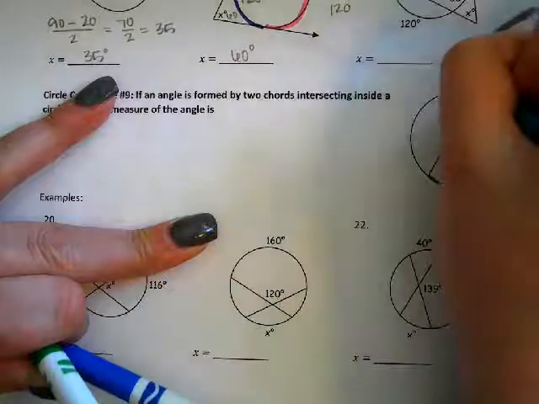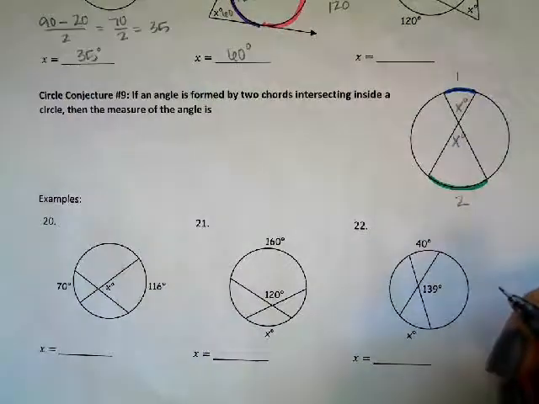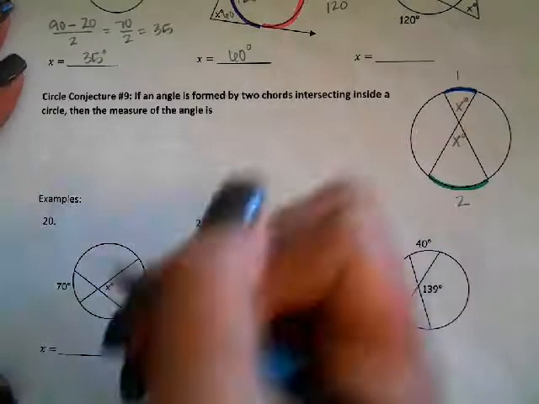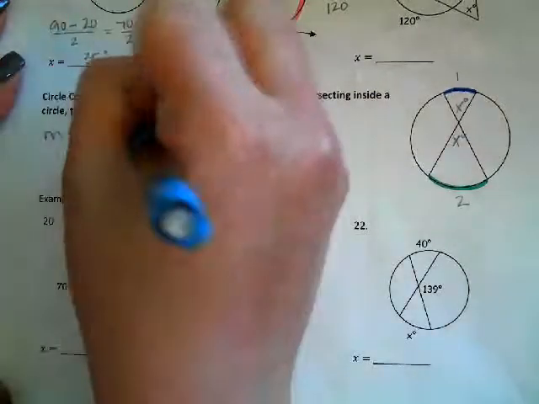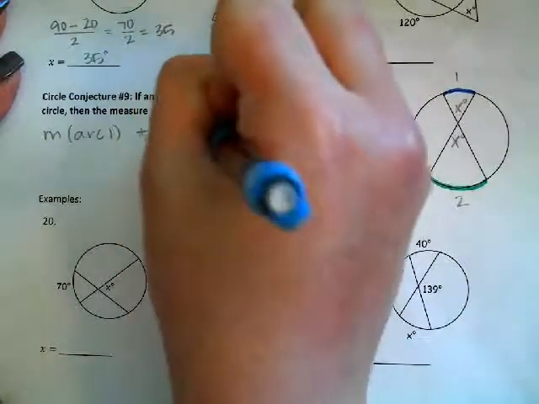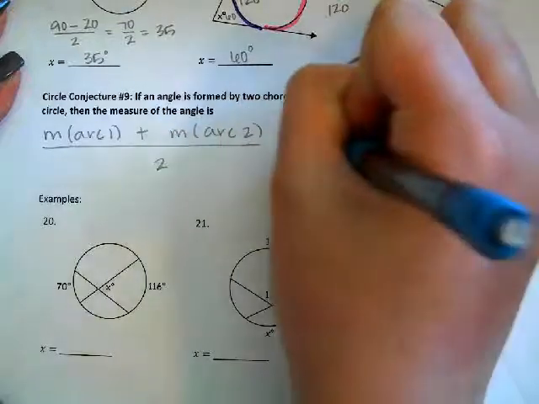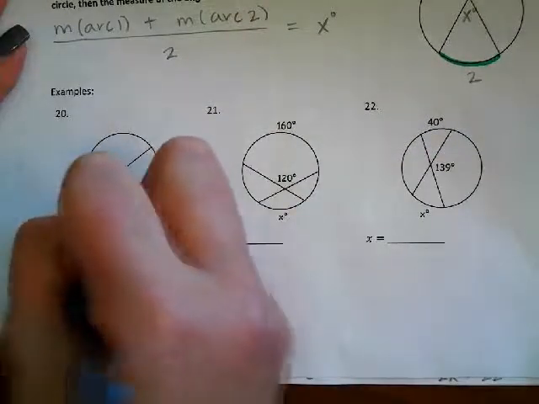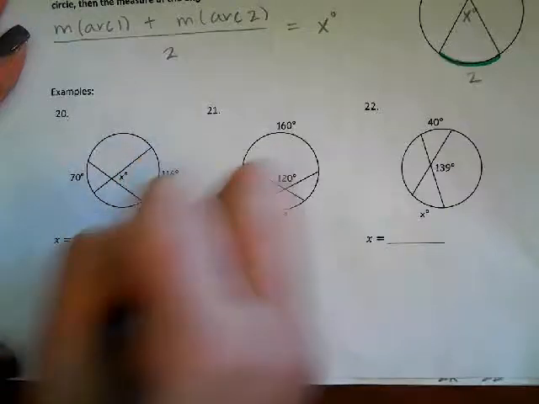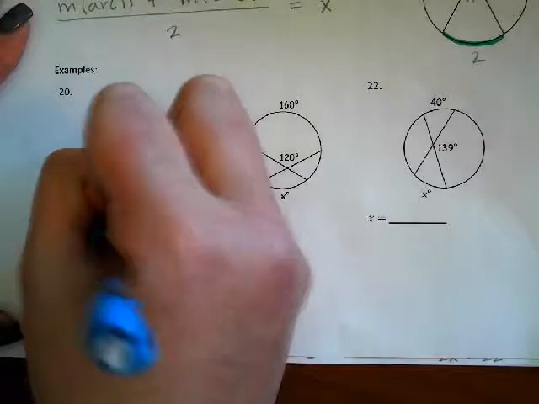And then we have the angles on the inside. These are called vertical angles. They're actually going to be the exact same angle measurement. All right. So here's the formula for this. We're going to say the measure of arc 1 plus the measure of arc 2, again dividing by 2, equals the measure of the angle. So for this first one, we're going to say 70 degrees plus 116 degrees divided by 2. And that gives you 93 degrees.